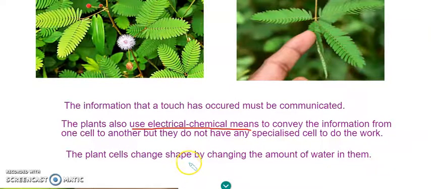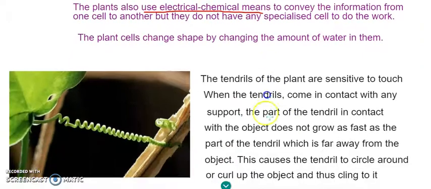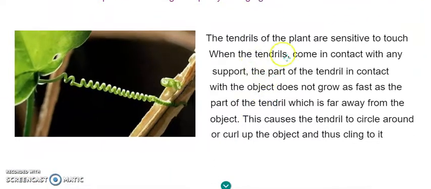And how do they change the shape? They change the shape by just changing the amount of water. Either they swell up or they shrink. The other example that I've taken here is the tendril of a plant, and how it is sensitive to touch. Now here the touch is not a physical touch by a human being. It can be a touch by any support system next to it. It can be wood, a wall, or a tree.